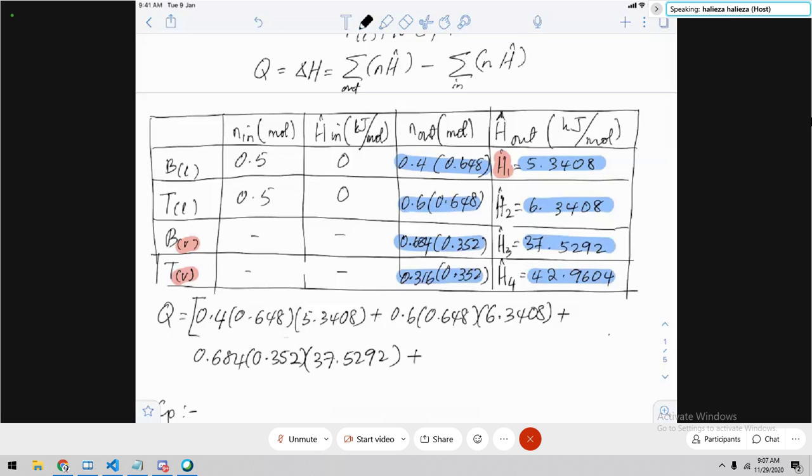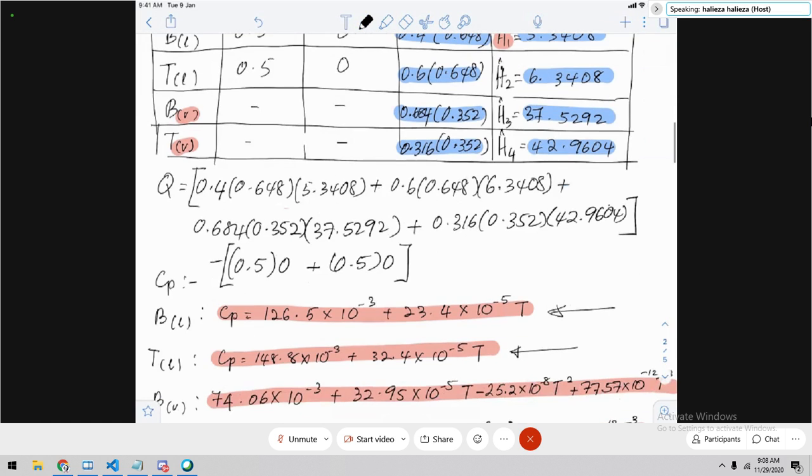So 0.316 times 0.352 and the enthalpy 42.9604. Close our bracket. So that is your outlet minus your inlet, with 0.5 for the number of moles. Okay, I got it right actually, but I need to show you step by step. 0.5 times 0 plus 0.5 times 0, the corresponding enthalpies. So that's done. So what is the final value of your Q?